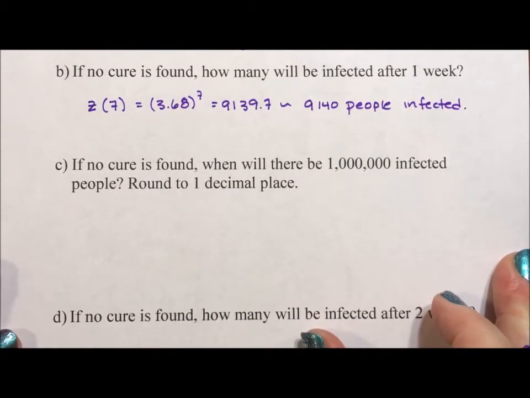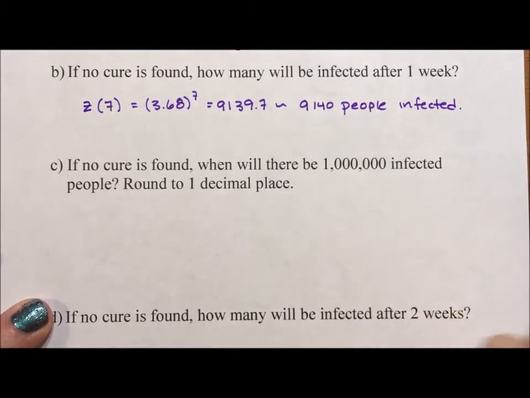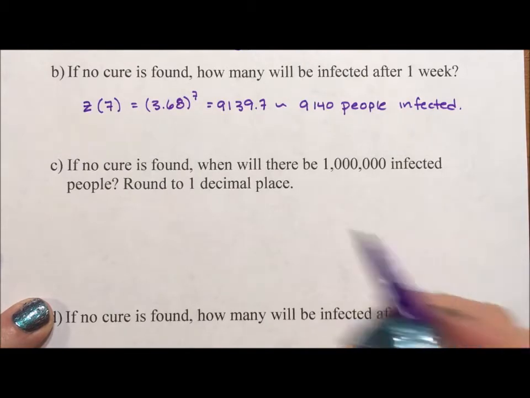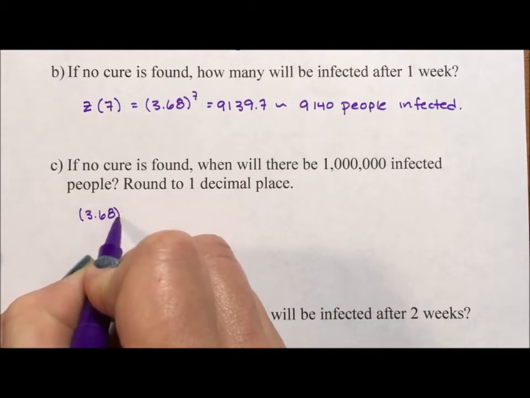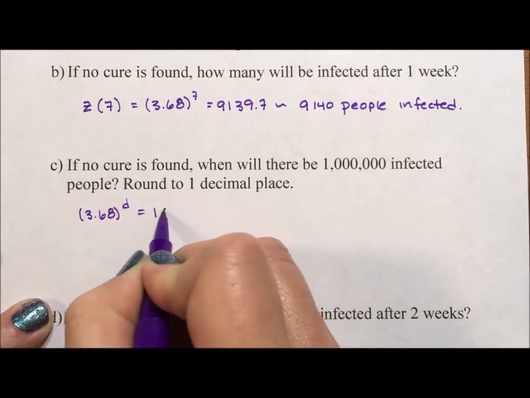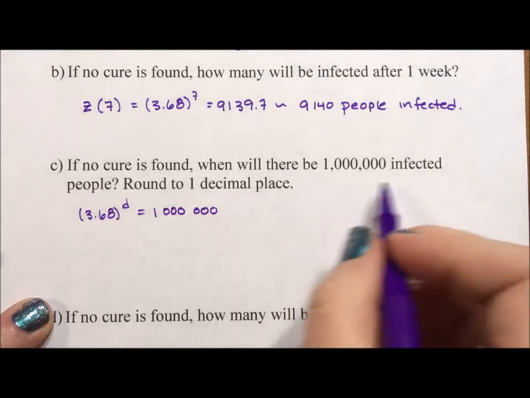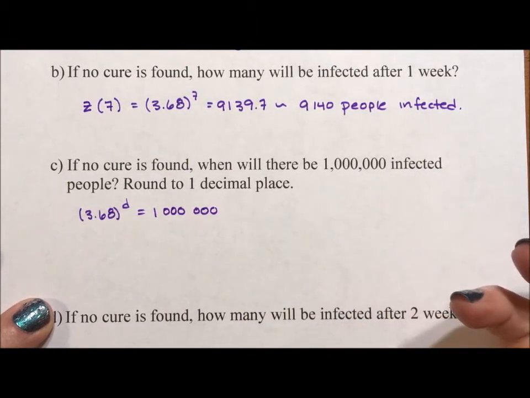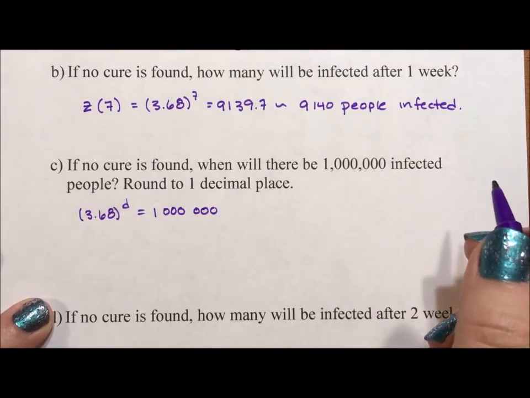If no cure is found, when will there be 1 million people infected? Well, because our initial equation is in single persons, we need to say when is 3.68 to the D equal to 1 million? No, we can't shorthand this at all. There's no manipulating of the data to make it easier to write smaller numbers. We have to do all of this 1 million.